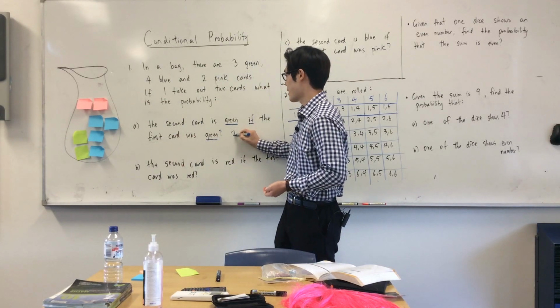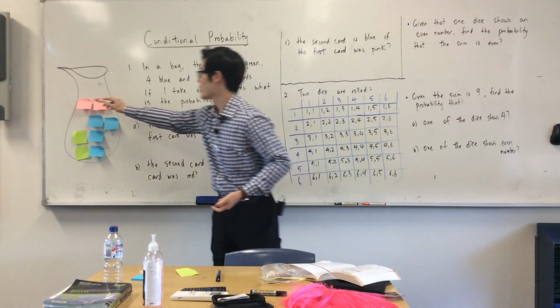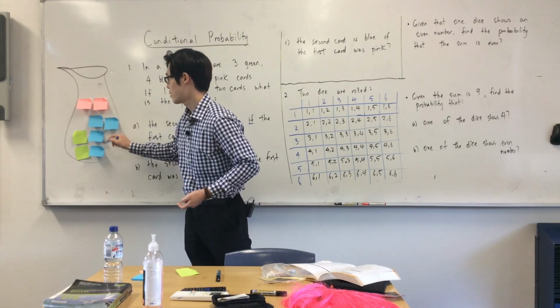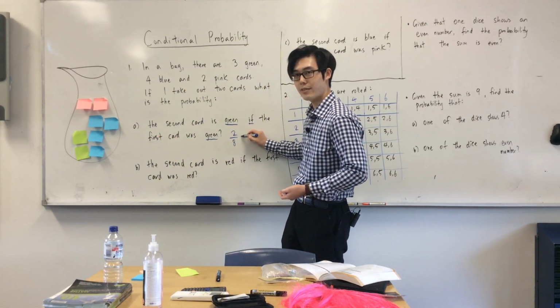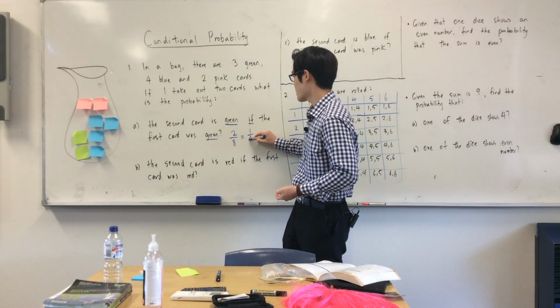2. 2 out of what? Count them. 1, 2, 3, 4, 5, 6, 7, 8. So 2 out of 8, which is 1/4. Yeah, that's all it is.